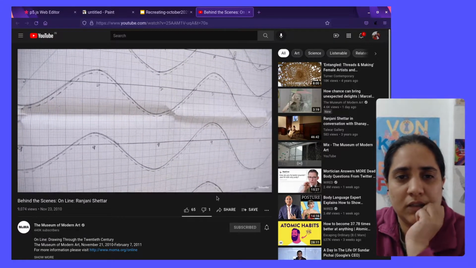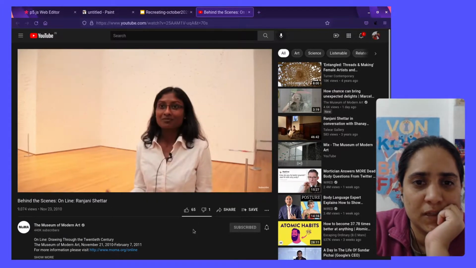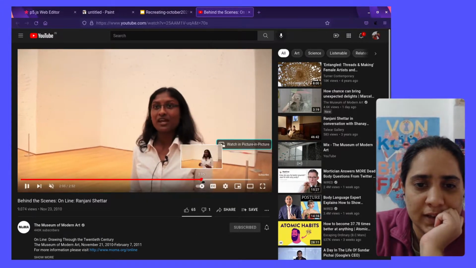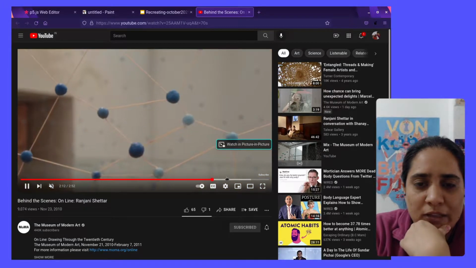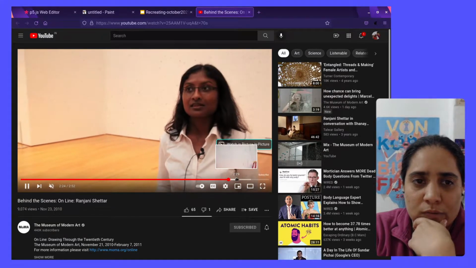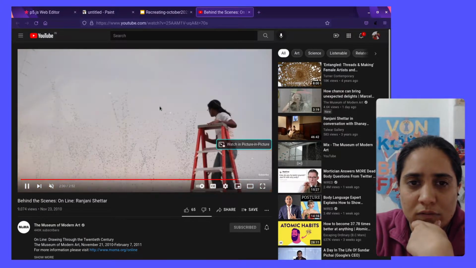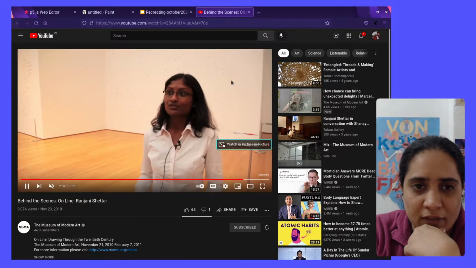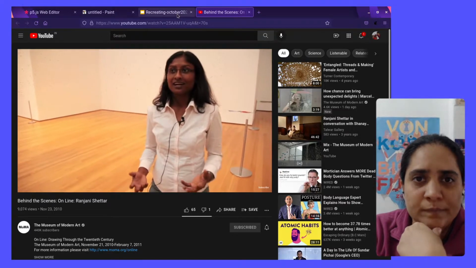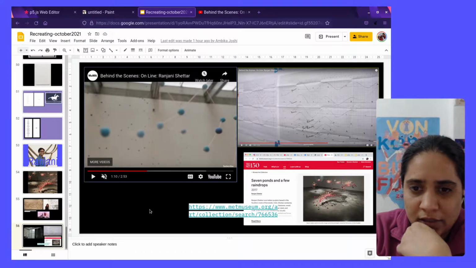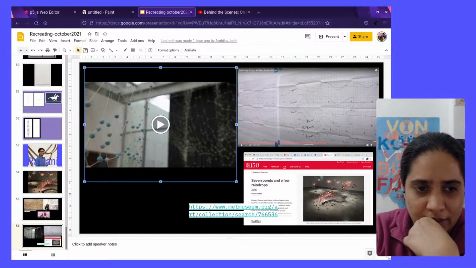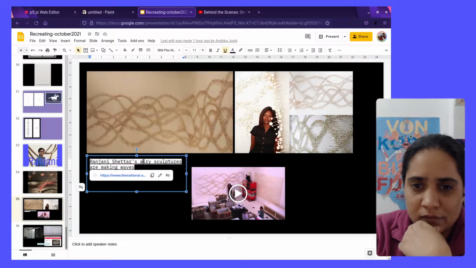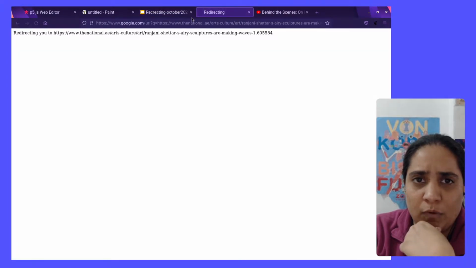Yeah, so you can see that she's developed some simple maths and simple calculations, and it's giving this very beautiful wavy effect on the larger scale. And the work that we are looking at today is this one. I always forget the name of this piece.